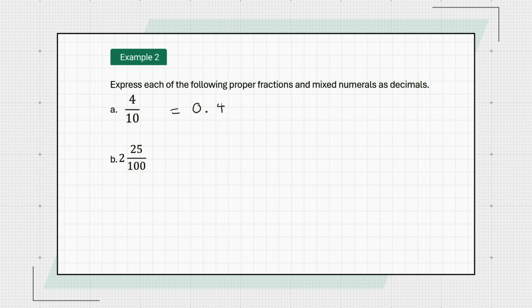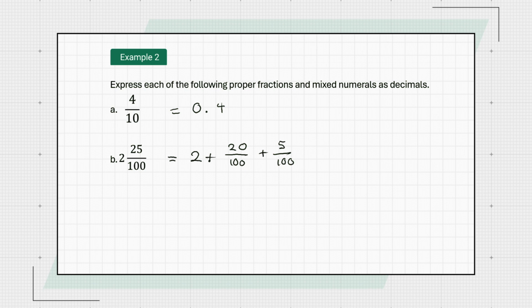We have a mixed numeral. We have a whole number 2, and then 25 out of 100. This is a little bit tricky. So we know we have the whole number in units, 2, but we have 25 out of 100. This is the same as adding 20 out of 100 and 5 out of 100.